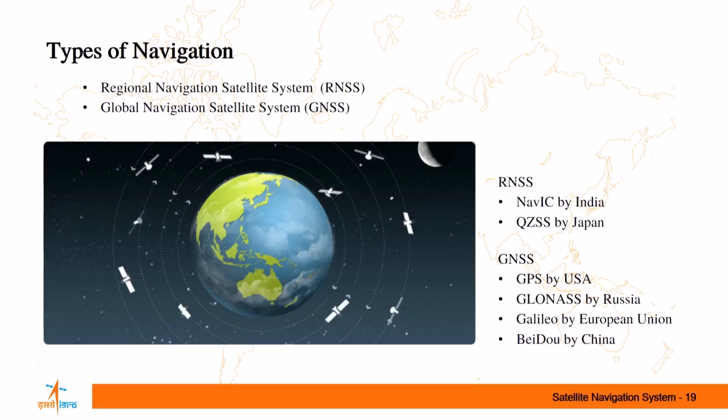So that is the footprint of the IRNSS. However, it is not global. Similarly, Japan also has the Quasi-Zenith Satellite System, which is also a regional system. Besides these two regional systems, four systems are global in nature.